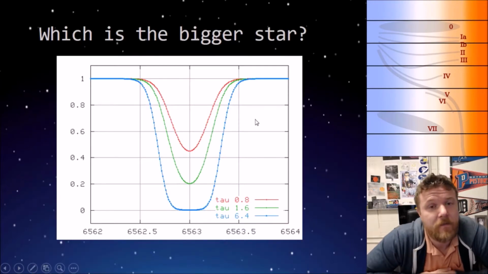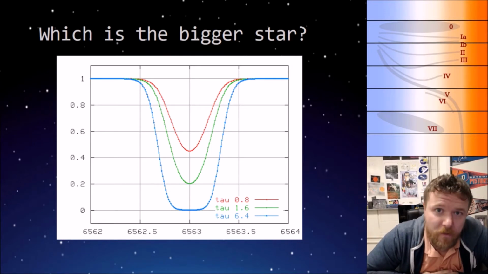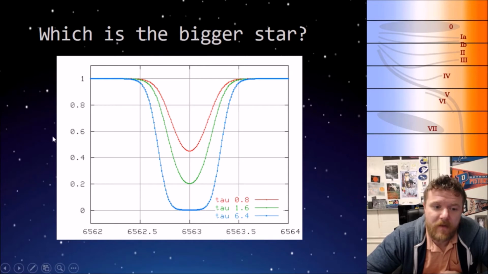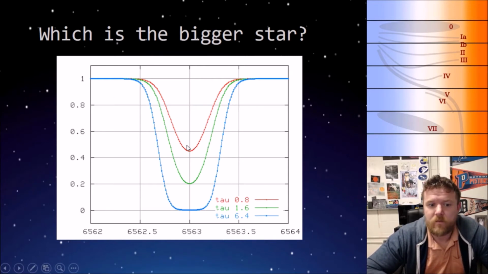On a test, you're going to get something like this. Which one's the biggest star? What color? Red, green, or blue? Of course, the biggest star has the skinniest spectral line, which would be red.